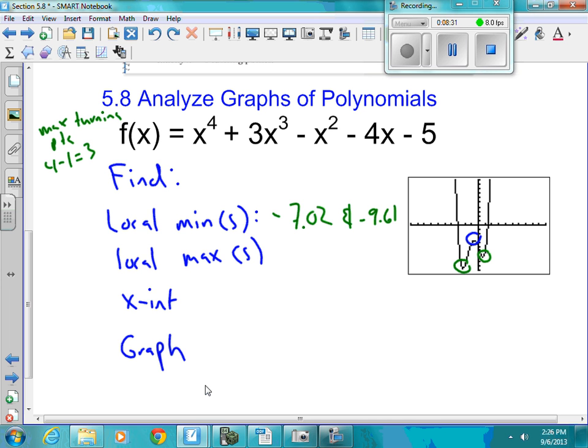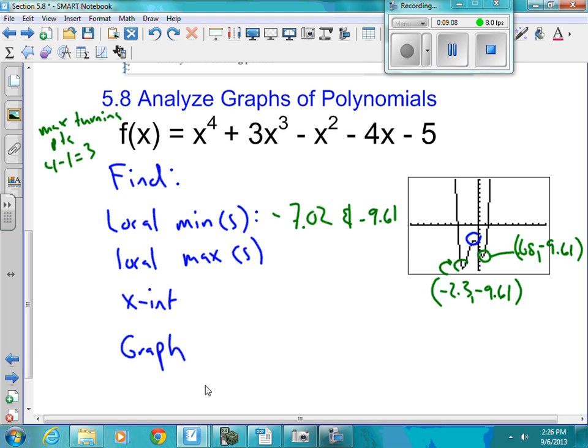So those are 2 minimum values. And I'll label the coordinates here just so you can see where they correspond. Negative 2.3 and negative 9.61. And then over here, that's this point, right? And then over here, we have positive 0.68 or 0.7 and negative 9.61. So those are our 2 local minimums.